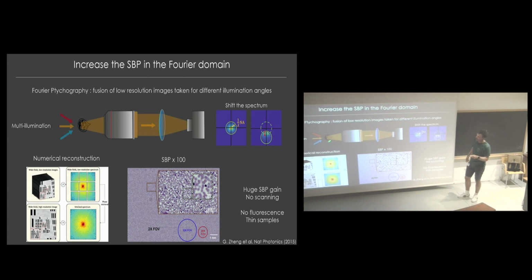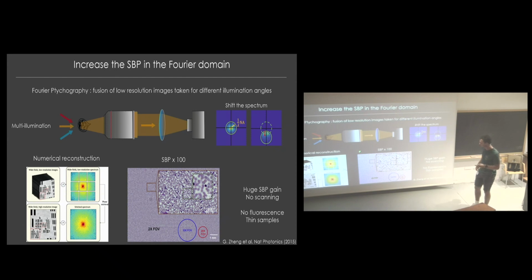But now, if you change the illumination, if you tilt it, and you perform the same thing, you will end up with a spectrum which is shifted in the Fourier domain. And of course, you want to do it several times, let's say 50 or 100 different illuminations. Then you do some phase retrieval, some fusion in the Fourier domain, then inverse Fourier transform, and you end up with a very large image at very high resolution. The idea is to take a low resolution objective, which has a very large field of view but bad resolution, and to fill the Fourier plane iteratively by doing this.